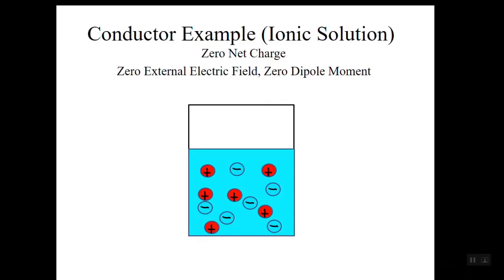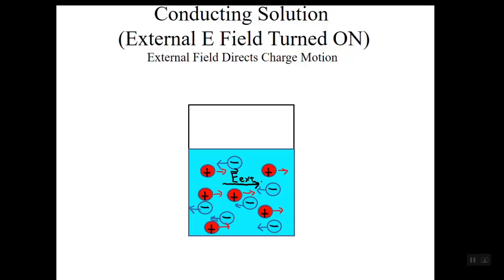There is zero net electric field inside the sample, and the positive and negative ions for salt water, sodium and chloride ions, respectively, are distributed uniformly. Let's now imagine we turn on an external electric field. Let's assume the field is uniform in space and, after turn-on, constant in time.